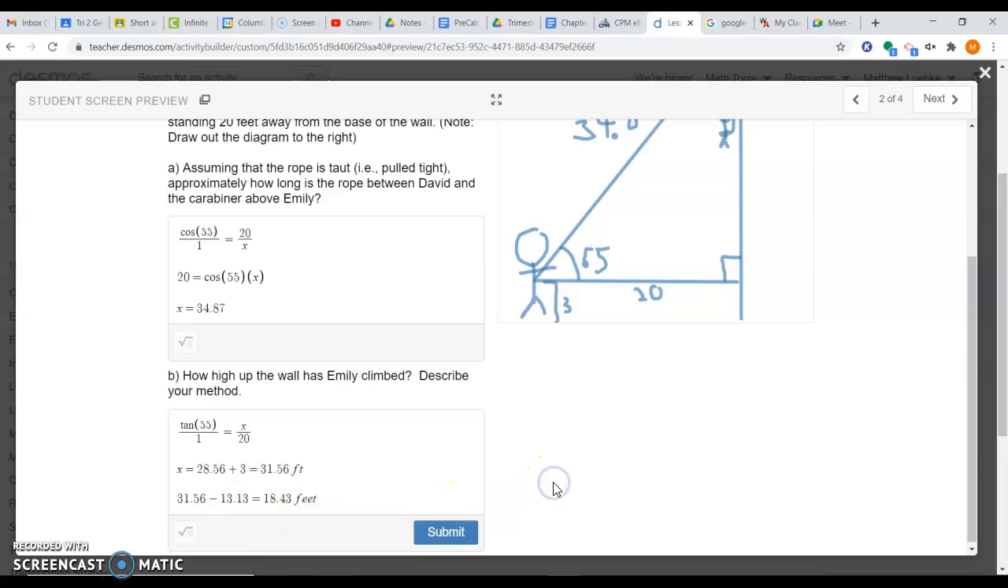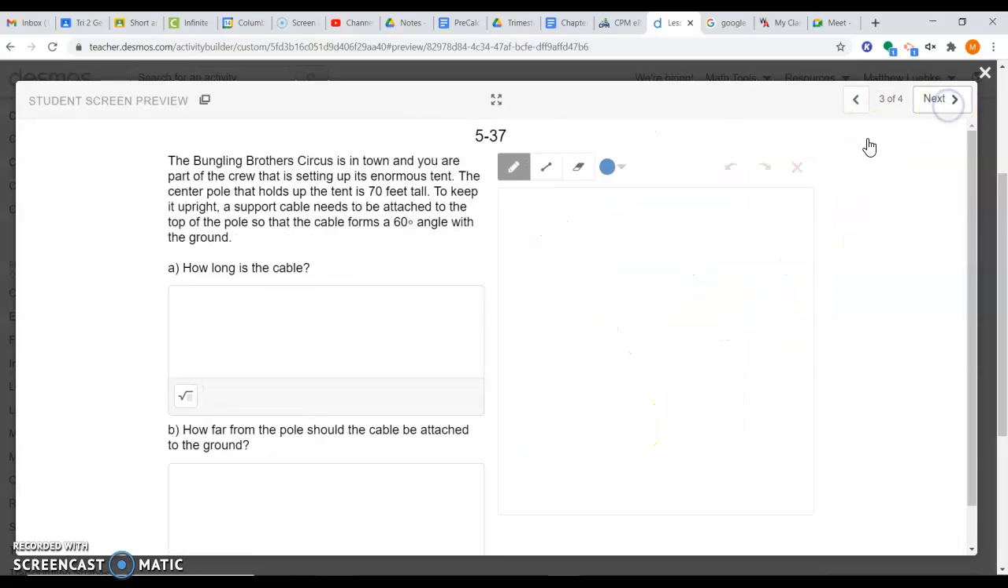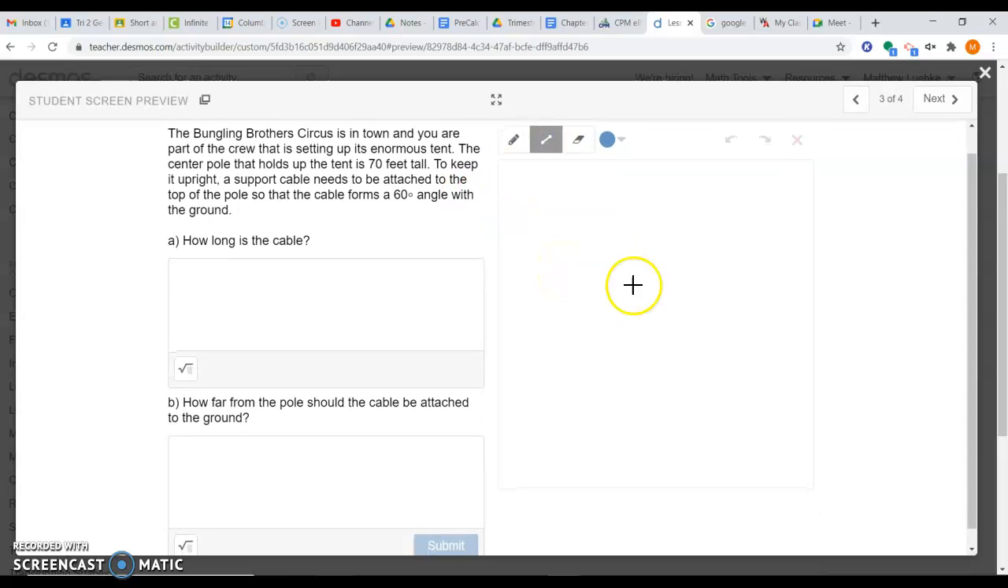So that one I worked completely out because I know the difficulty of that problem. Let's take a look at the next one. So here, this one's a little more straightforward. We have a 70-foot tall pole that's holding up a tent, and there is a wire, a support cable, that's going from the top of the pole all the way to the ground. And where it meets the ground, it forms a 60-degree angle.